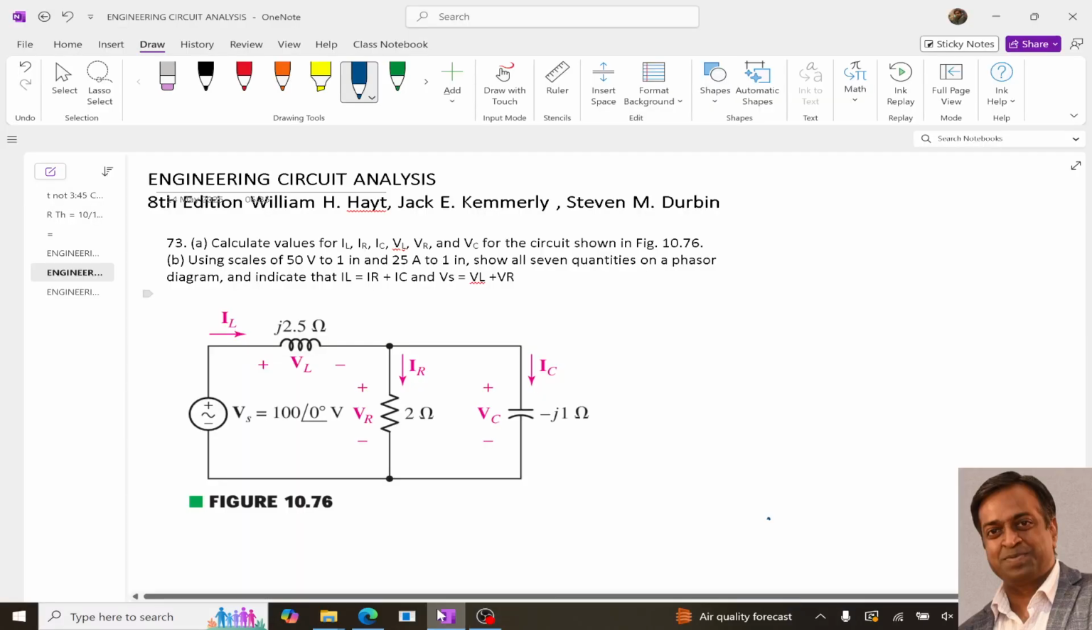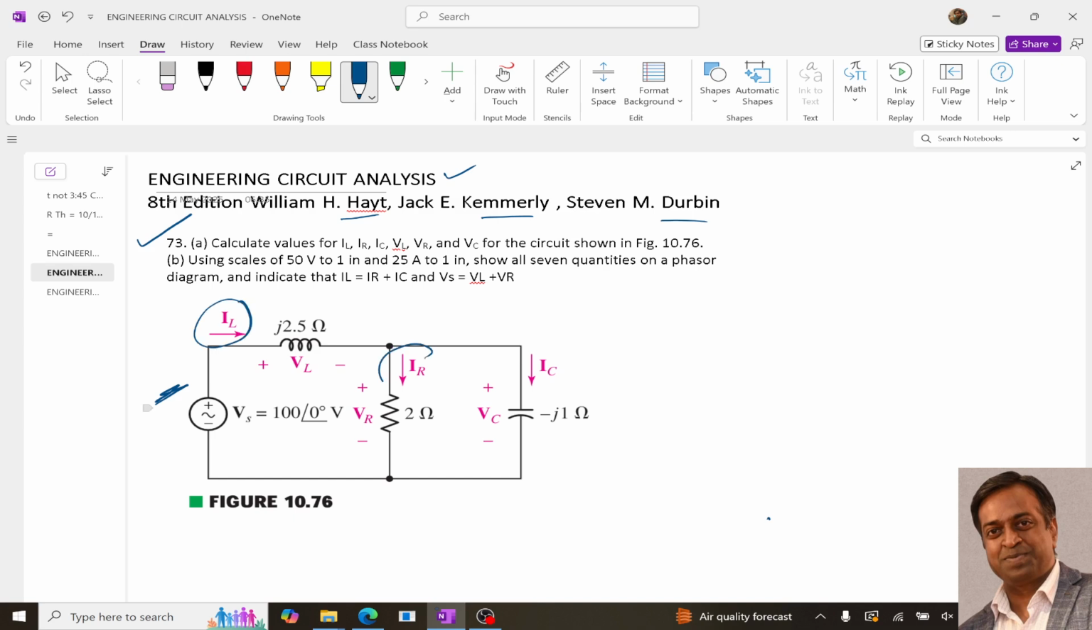Hello guys, in this video I am going to explain the solution of question number 73 of chapter 10 from the book Engineering Circuit Analysis by Hayt, Kemmerly and Durbin. The question says that for this circuit we need to calculate the values of IL, IR, IC, VL, VR and VC. To determine this, we are going to use the concept of impedance. That simplifies our calculation drastically.